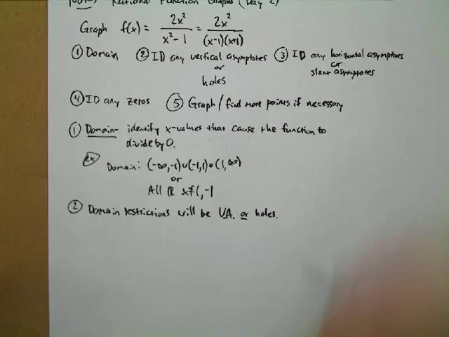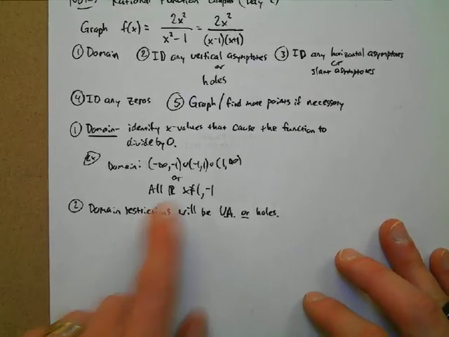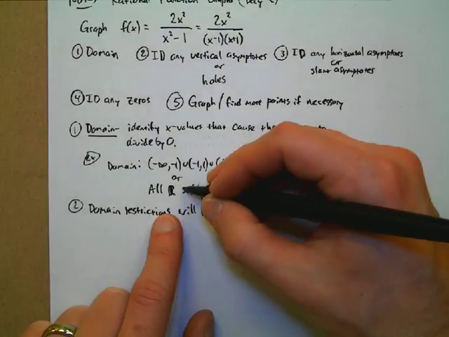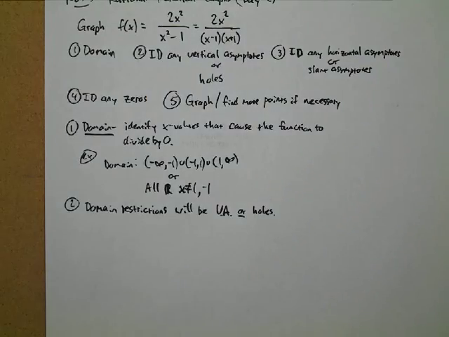Wait, so all real numbers except 1? Except 1 and negative 1. X not equal to 1 or negative 1. Or you could say, except 1 or negative 1. You could also say that. I did write that slightly different than I have been.